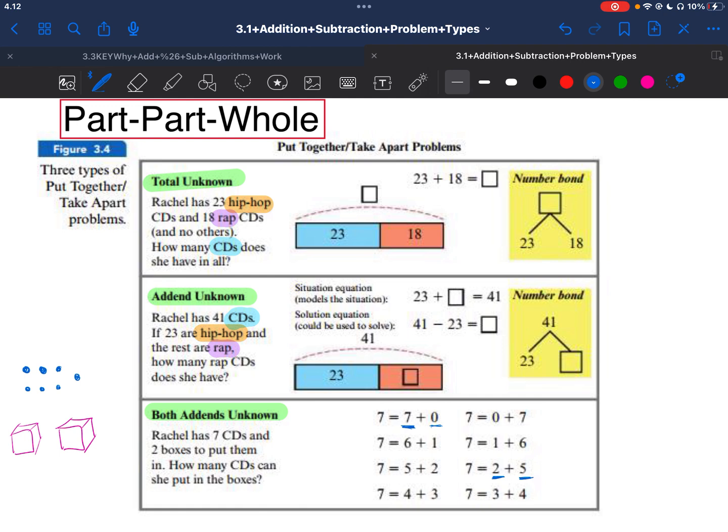So for part whole, again, you just need to, for both add-ins unknown, it's like you're filling up the add-ins, right? Yeah, I think this one is really straightforward. Yeah, so that's part whole.